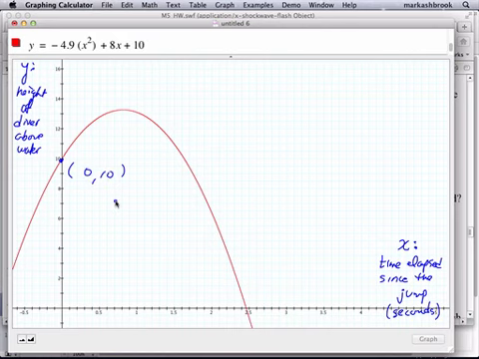So what's that? At time equals 0, he's 10 meters above the water. Agree? Exactly. So every point on this graph, here's the point, 1.55.